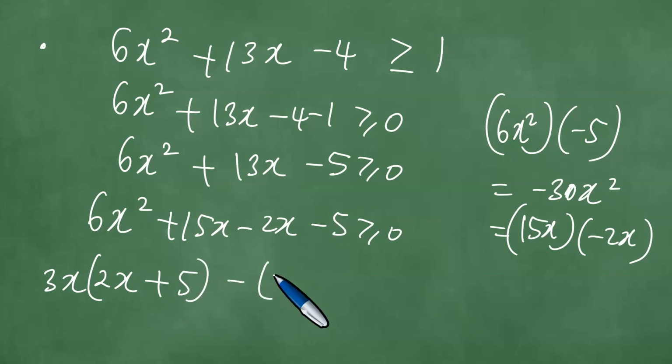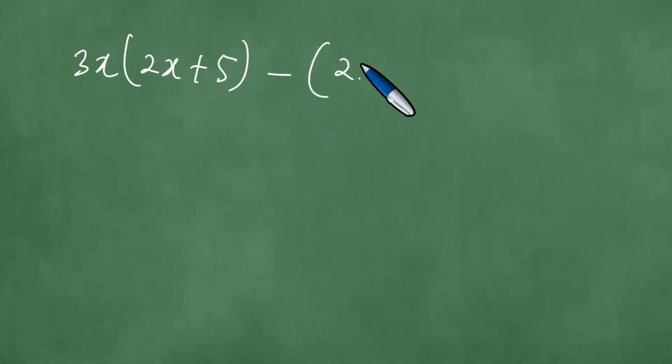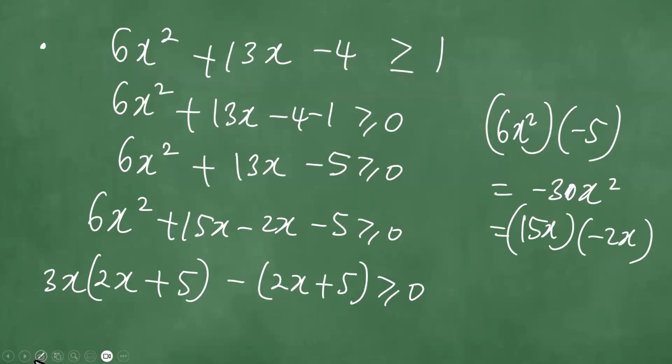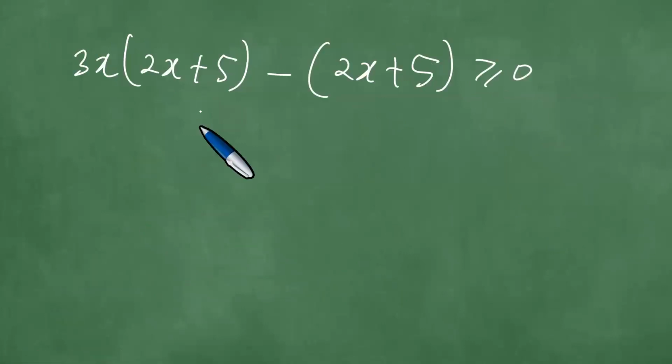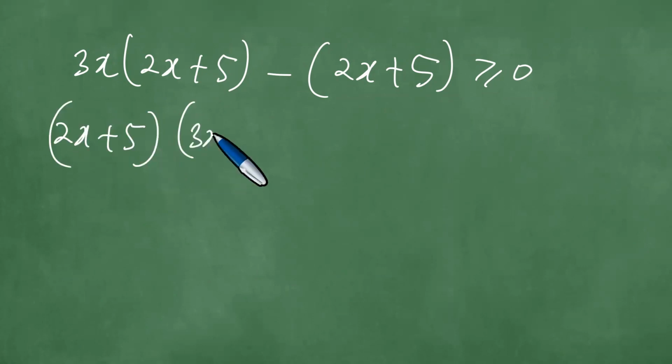Here you factor out negative, you're getting 2x plus 5. So you have 3x, which is 2x plus 5. Okay, the 2x plus 5 is the highest common factor. So we have 2x plus 5 and 3x minus 1 is greater or equal to 0.